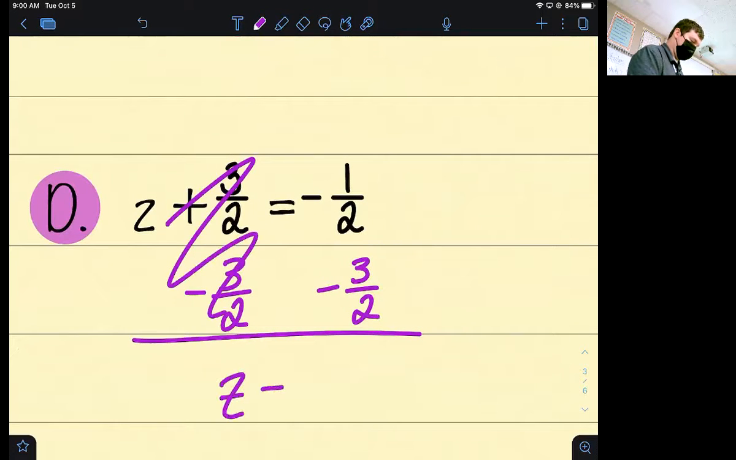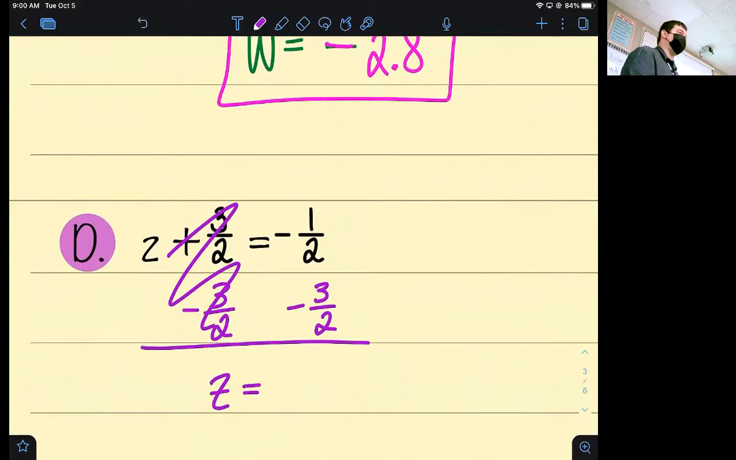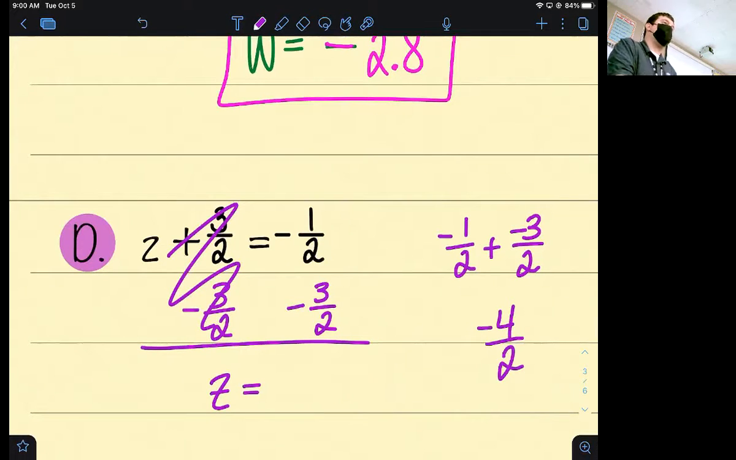Okay, Z is by itself. Am I going to join forces or go to war? Join forces. I need a common denominator. Do I have one? Sure I do. So -1/2 plus -3/2, join forces, makes -4/2. What's -4/2 reduced to? -2/1. What's -2/1 reduced to? Just -2. Yep, it just reduces to -2. They're one and the same, but one of them's better because it's reduced. Let's leave it as -2.